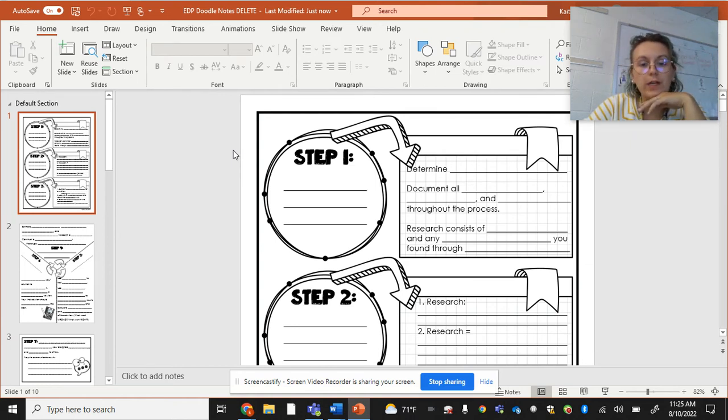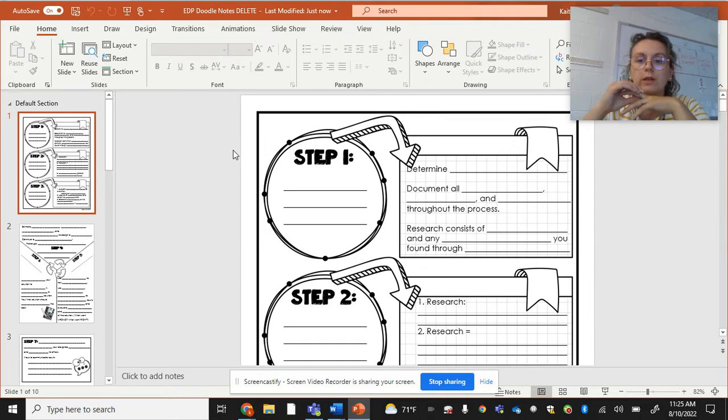Today we're going to talk about the engineering design process and we are going to go through our notes. So if you are watching from home, make sure that you have your screen split so you can see my screen, have me in your corner, and then have your notes up so you can follow along.